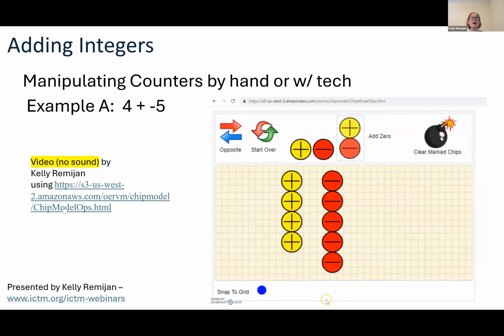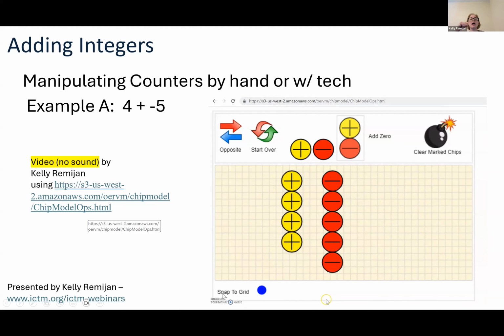Adding integers. Now with adding integers, again, we can give rules. And rules can often be confusing. And so I think having an opportunity for students to manipulate with actual objects or technology is a good idea. So something like this, we have 4 positives, we have 5 negatives. Every positive and negative pair can drop out and make 0.